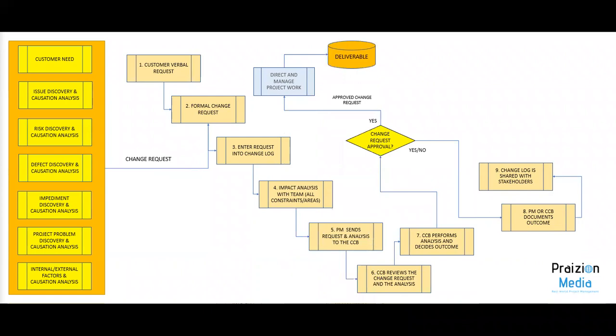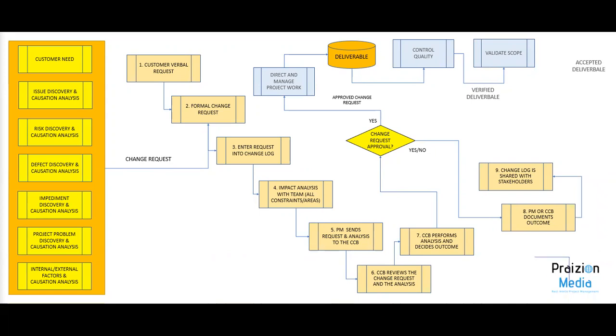If it's a yes, then the approved change request is going to go into direct and manage project work and affect the deliverable in some way. The deliverable will go to control quality to be inspected, and if there is a positive outcome, then we get a verified deliverable, and that goes to the customer in validate scope for the customer to inspect. And if the customer is happy with it, then we get an accepted deliverable, and that becomes an input to close project or phase, where there will be a final transition to the happy customer. That is the first layer of understanding, but the story gets deeper.